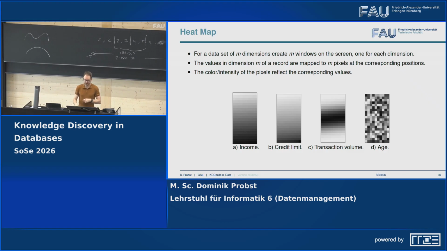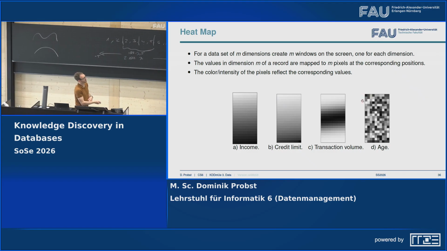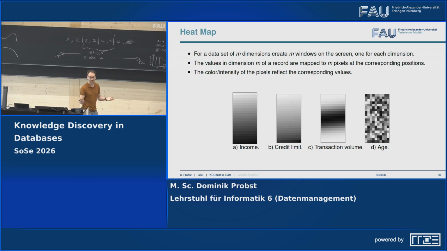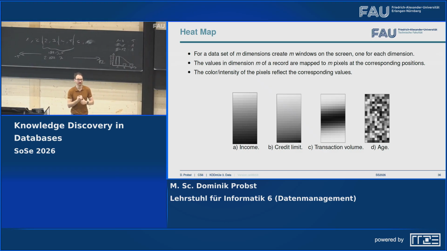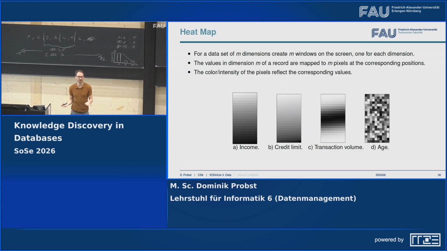Age is a good example. Maybe we define the first top left pixel as H1, then H2, then H3, and so on. And the darker a pixel gets, the more persons lie in this bucket. It's pretty simple to understand.